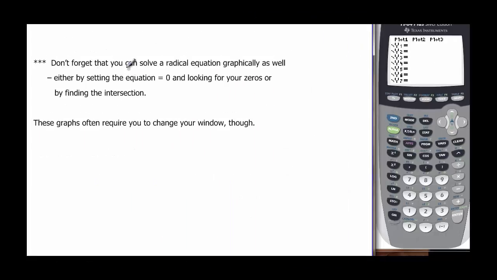Don't forget, you have to solve radical equations graphically as well. You can either set them equal to 0 and look for your zeros or x-intercepts, or you can find the intersection of the two sides. We're going to do some of those that way. The only problem with graphs is they require you to change your window often, so sometimes that can be tricky.